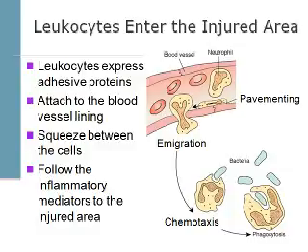But the first step is called margination and adhesion, and it's really just saying that the white blood cells are going to start to accumulate on the vessel wall where the damage is. And on the slide up there, that's where you see the pavementing. Okay, so they start accumulating right where the injury is.